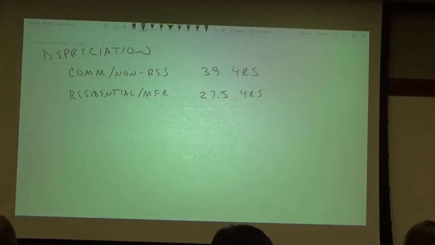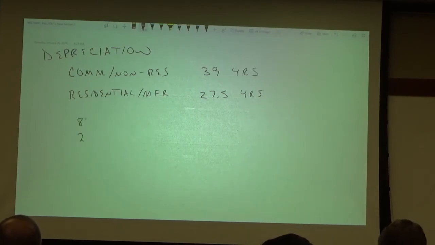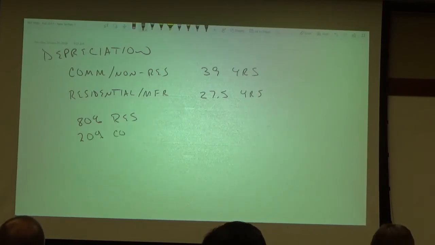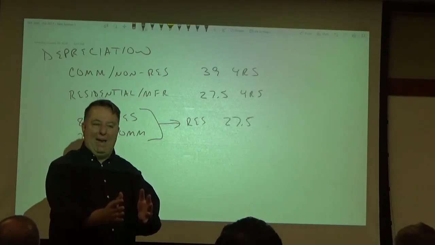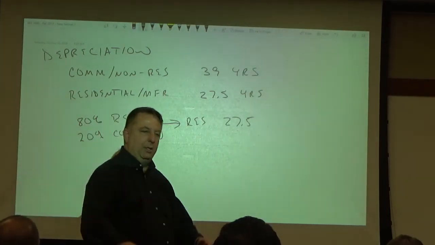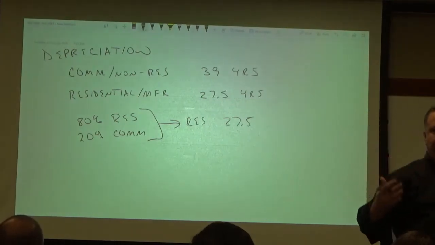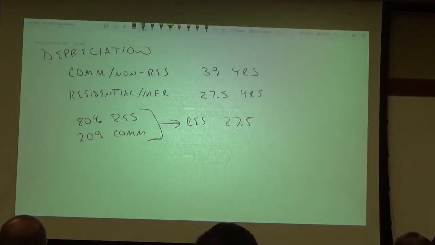So if you have a property where you have 80% residential, 20% commercial, you can classify the whole thing as residential and get 27 and a half years of depreciation. Okay, it's a mixed-use property. And that is a benefit because as an investor, shorter depreciation terms are better than longer depreciation terms because you're getting more tax benefit each and every year for those shorter durations.